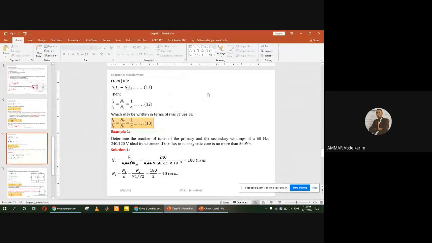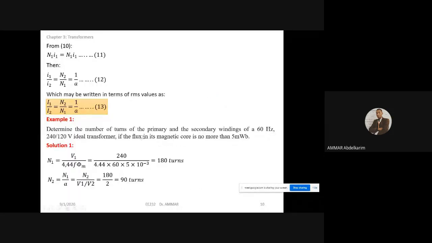Okay. Determine the number of turns of the primary and the secondary winding of a 60 Hertz, 240 and 120 ideal transformer. So when we write like this, this is the high voltage and this is the low voltage. If the flux in the magnetic core is no more than 5 milliweber.